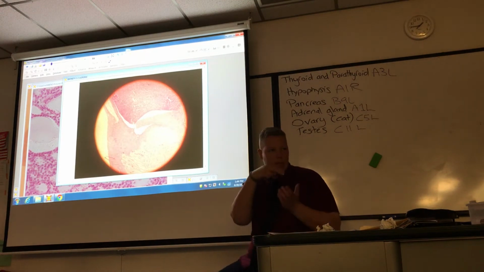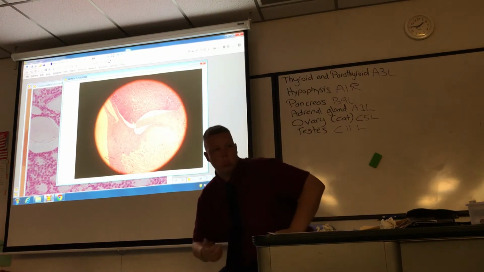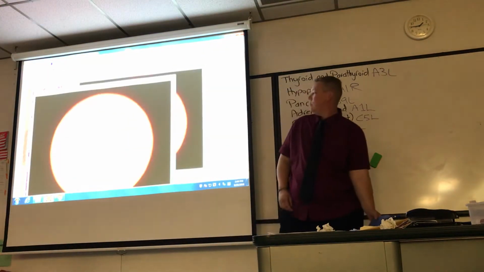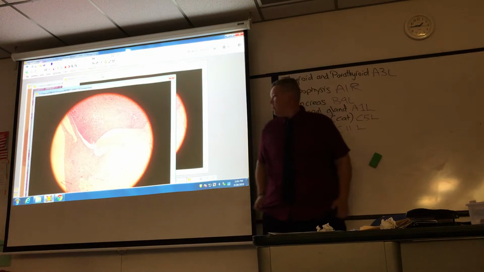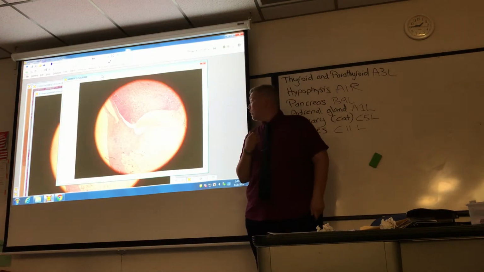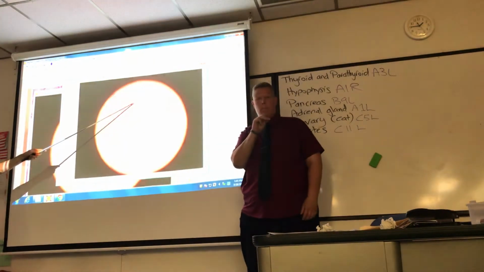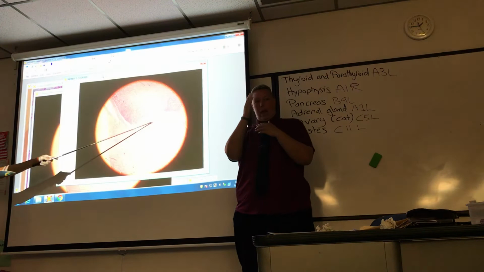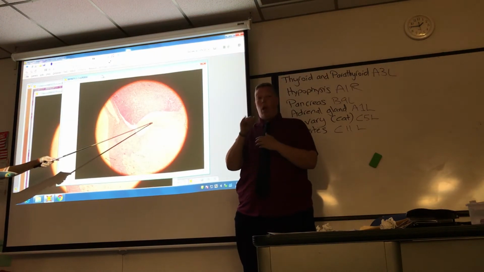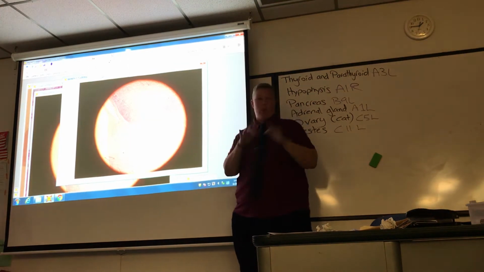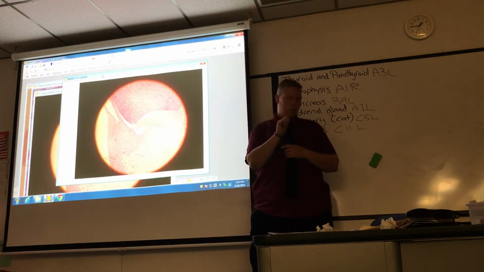Let me get everything in one shot there. I'm going to take a picture of this. So what I see is infundibulum, darkest staining anterior pituitary, pars intermedia, posterior pituitary, lightest staining. Okay, that's it. Let's move on to pancreas.